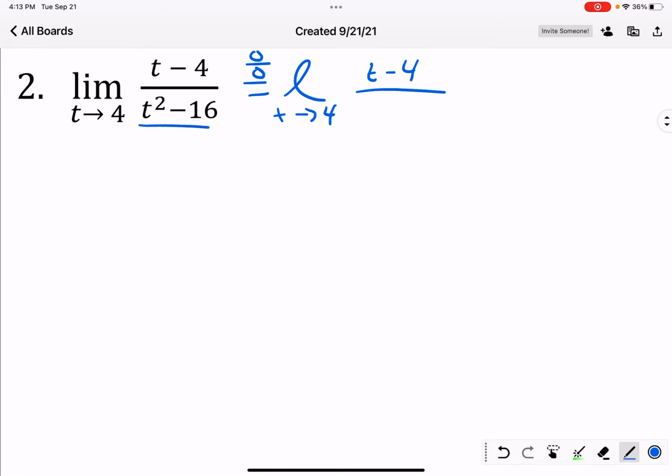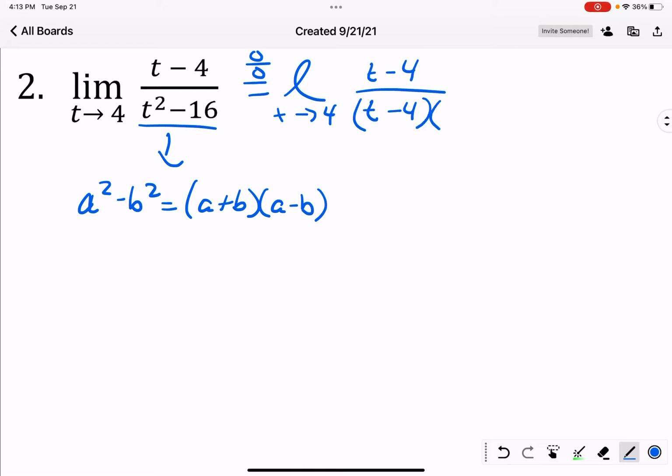Down here, difference of squares. Recall that a squared minus b squared equals a plus b times a minus b. So we're just going to do t minus 4 times t plus 4. All right. Oh, what do you know? t minus 4, they cancel. Okay, it's a removable discontinuity.